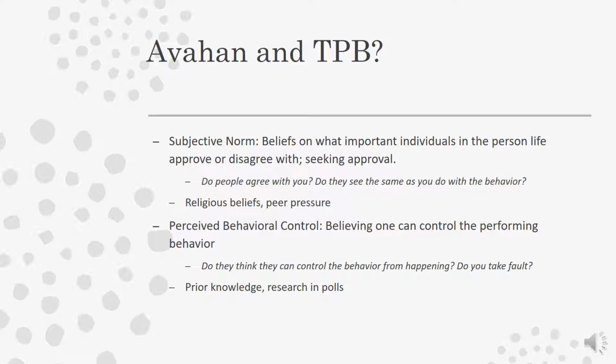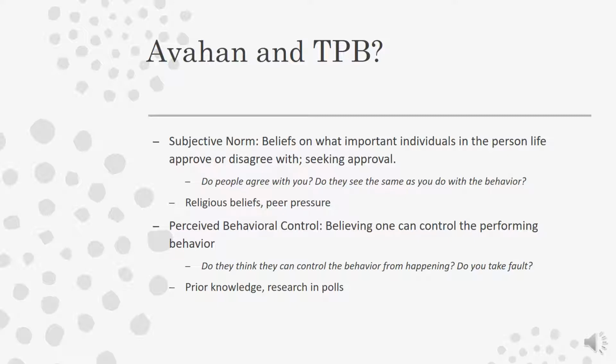According to the Cases in Public Health, Communication, and Marketing, individuals were twice as likely to use condoms if peers approved, thus showing the impact peers or people they deemed important have on another. Another one would be perceived behavior control. This is believing one can control the performing behavior. In other words, do you think you can actually control the behavior from happening? Do you actually take fault in what's happening or what you're doing?